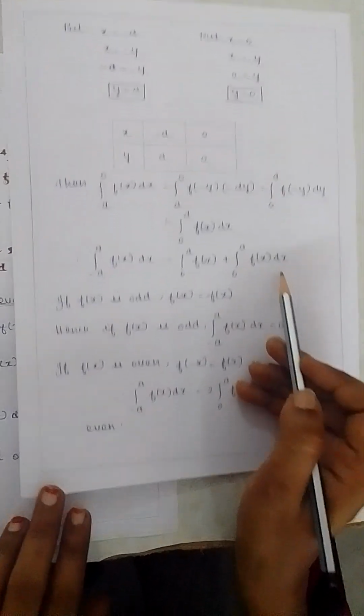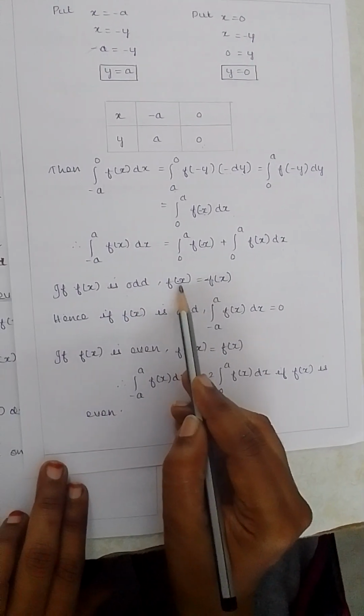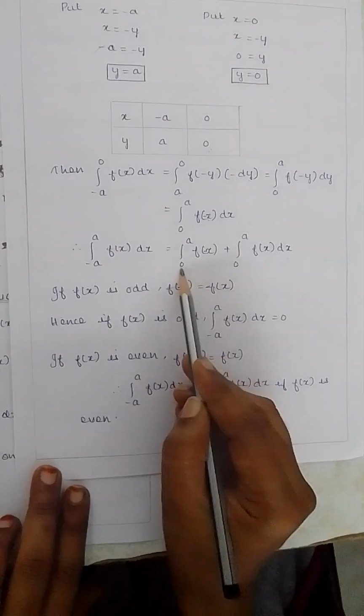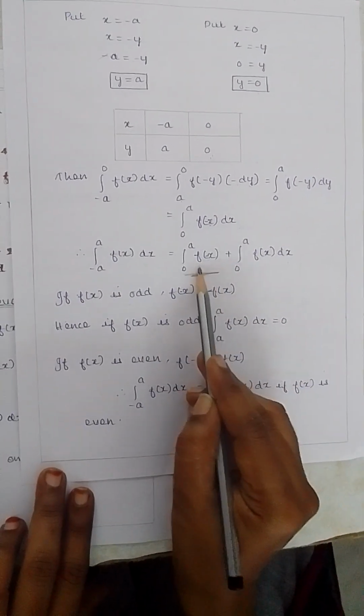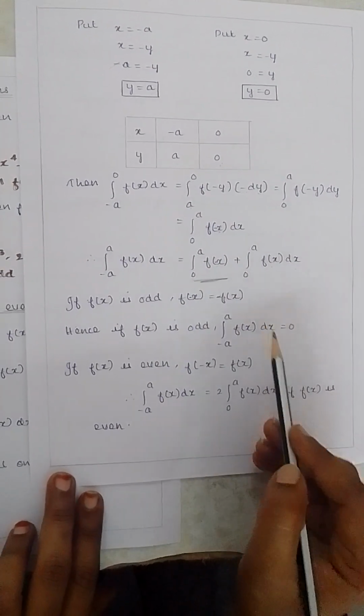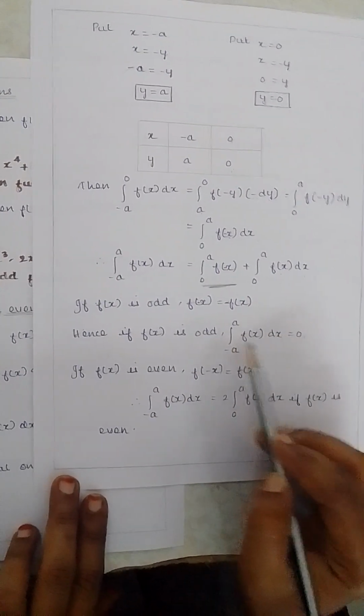Now you have to see that if f of x is an odd function, we already know the property, f of minus x is equal to minus f of x. In the first integral you substitute minus f of x. Already f of x is there in the second, so minus f of x plus f of x will be 0. So when f of x is an odd function, the integral value is 0.